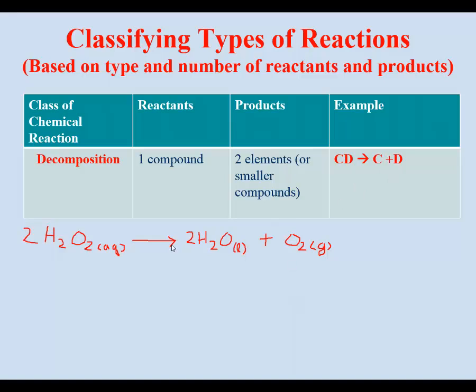Another example of a decomposition reaction would be looking at potassium chlorate. So potassium chlorate is KClO3. Now, if I take solid potassium chlorate here, and if I heat it up, so I can show my reaction arrow, and to indicate heating, we often will show a capital Greek letter delta.